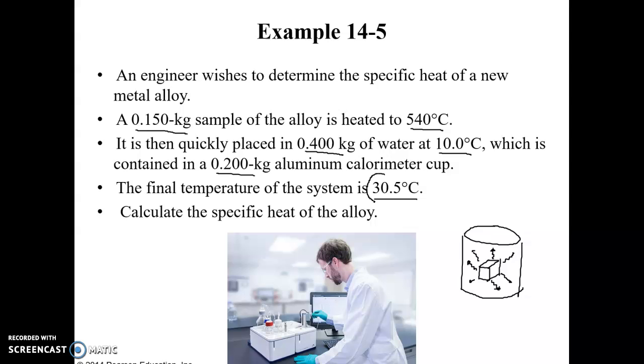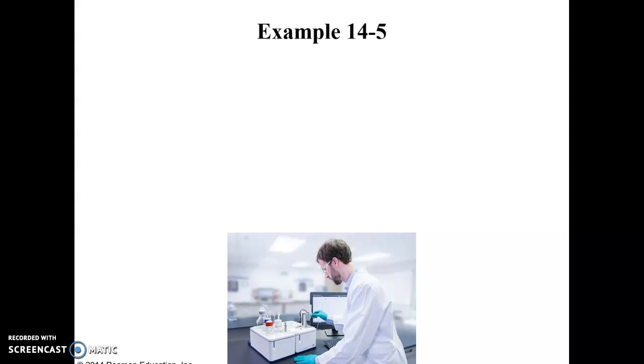That final temperature of the system is 30.5 degrees Celsius. We want to calculate the specific heat of the alloy. So we have here a closed system. That's the idea of a calorimeter. It's insulated from any influence of heat in the surrounding room. So all of the heat energy in this system is contained within the system itself.